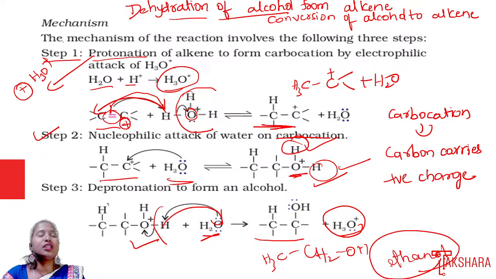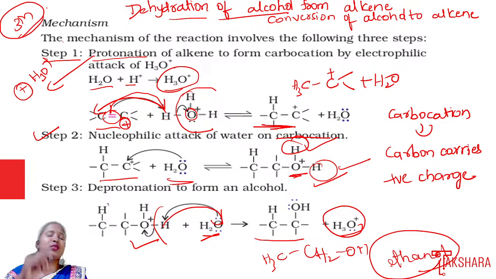So this question is very, very important for the exam. For 3 marks they'll ask this question. They ask the conversion of alkene to alcohol, or they raise the question as explain the hydration of alkene to alcohol. So this is very, very important for the board exam.